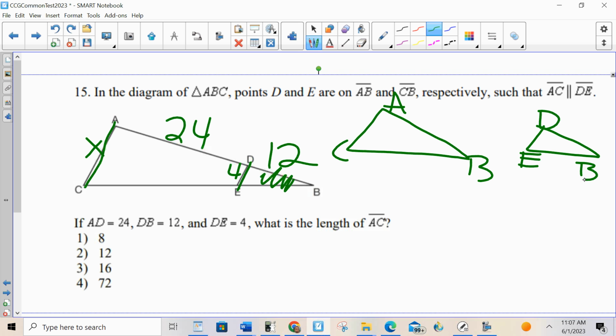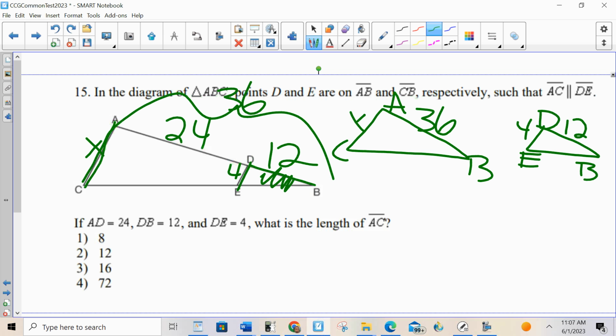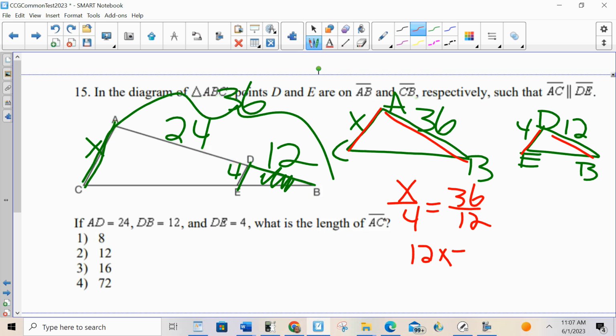The small one's the easiest one to start with. DB is 12, DE is 4. AB is this whole thing, which is 36. Expect to have to add or subtract pieces. AC is x. Now we put our corresponding sides on top of each other. I'll go x over 4. I'll go 36 over 12. We cross multiply and solve. X is 12.